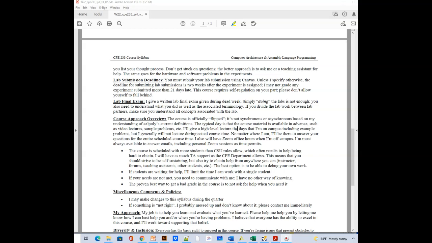So there are a lot of students in this class. It's overscheduled. It violates CSU rules, but I can't do anything about that. The idea is to get help wherever you can get it from. The idea is to learn. Don't just get someone to do the problems for you. Work together and learn together on this one. The best option, of course, is that you learn to debug your own work.